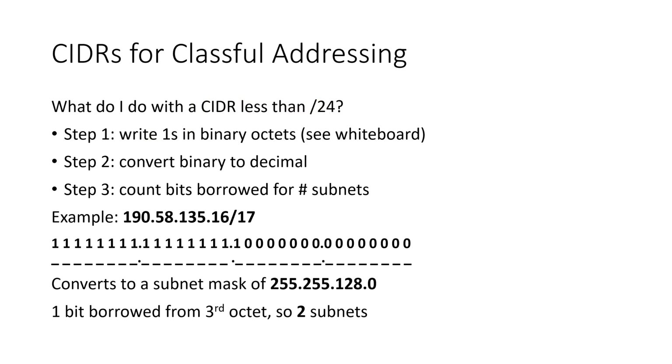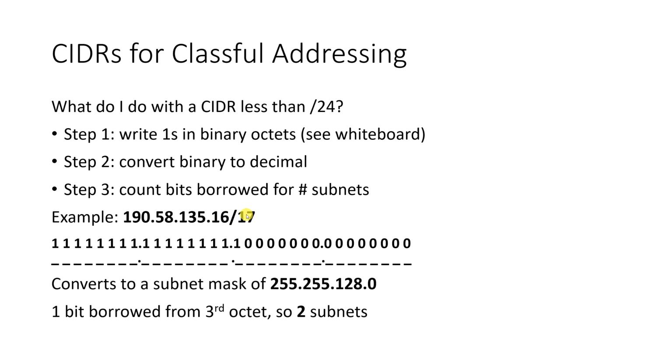Well, here is a straightforward process. You simply write your ones in your binary octets, convert your binary to decimal, and then count the number of bits borrowed for the number of subnets. So let's take this example IP address right here, 190.58.135.116. This is an actual IP address, and this is on a /17 network.